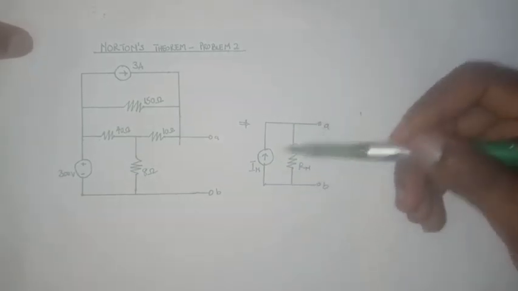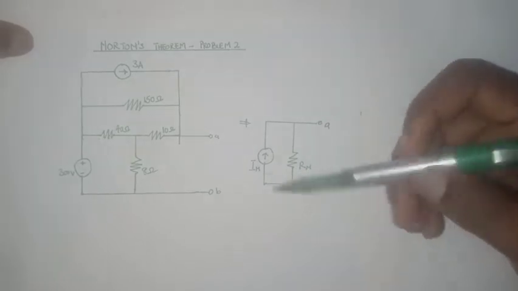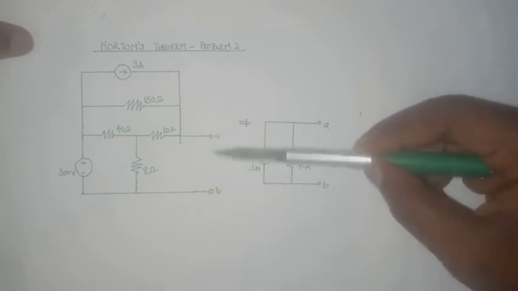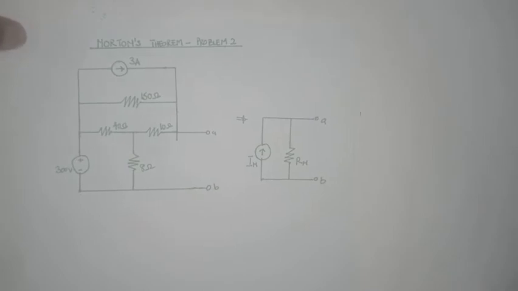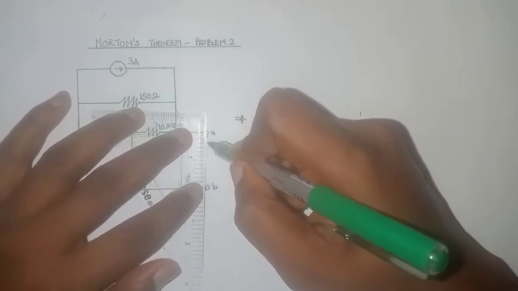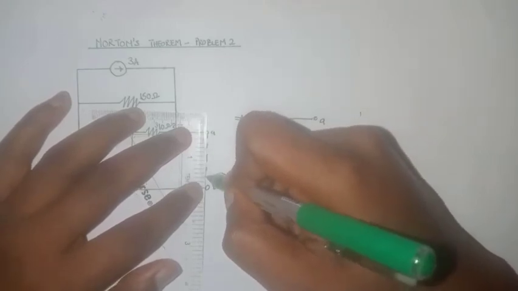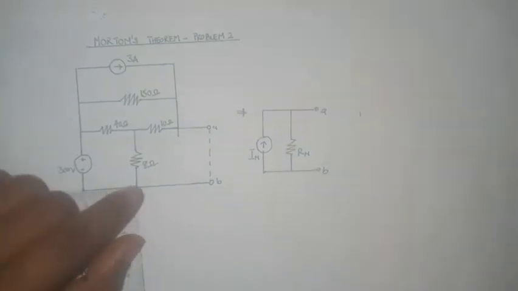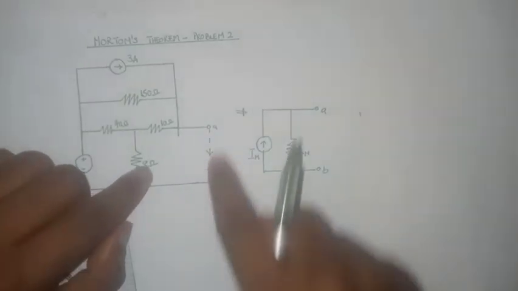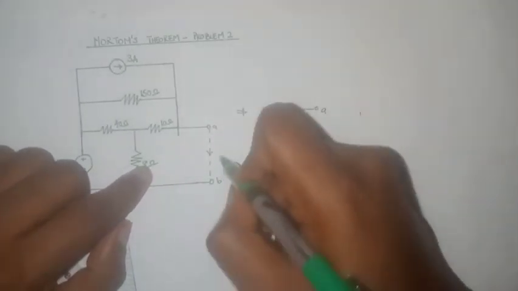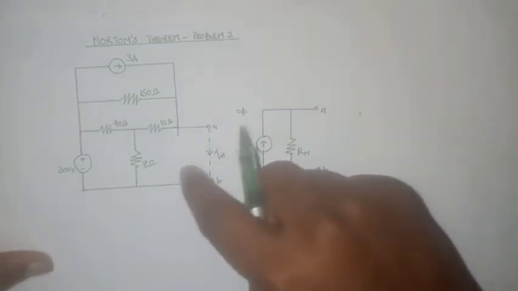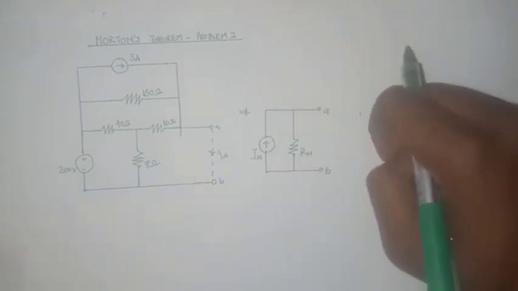Now, to find the value of I_N is quite simple. What we want to do is go to the open circuit terminals, then connect a short circuit across it. I_N is also known as the short circuit current. The current that flows in this short circuit would be I_N. Now, what we have to do is determine the value of current flowing in this short circuit.